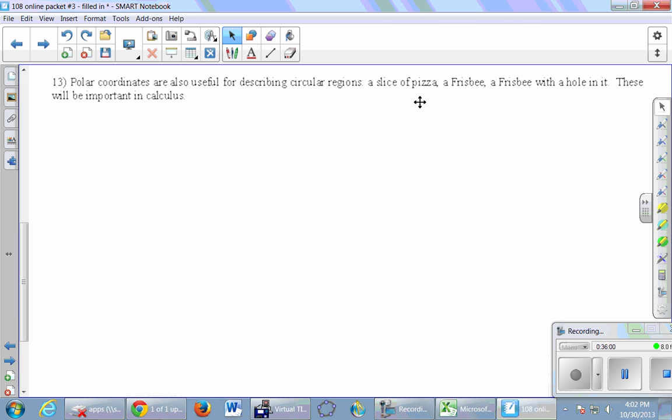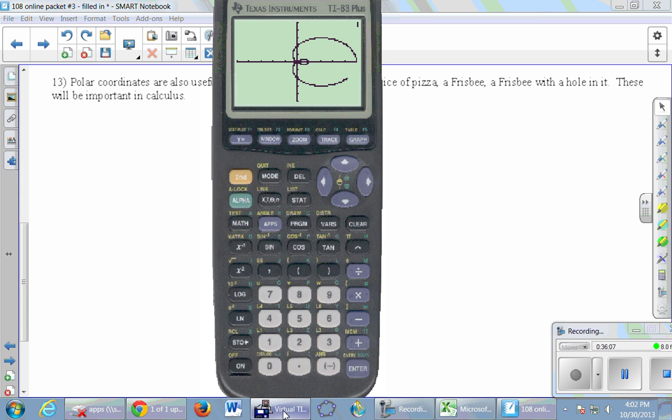Polar coordinates are also useful for describing circular regions, a slice of pizza, a frisbee with a hole in it, and these will be important in calculus. Let's see if we're done here, almost.